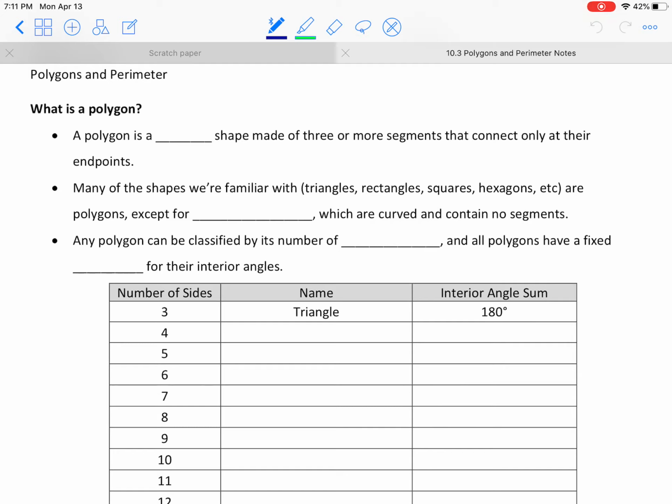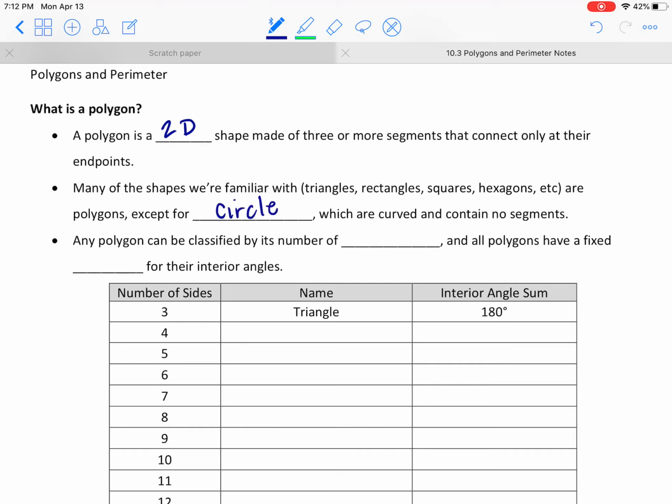Instead of focusing on just the three-sided shapes, we're going to be looking at shapes in general and some of their properties. So a polygon, that's our fancy word for a shape, specifically a 2D shape. Any two-dimensional shape that's made up of three or more segments that connect only at their endpoints is technically a polygon. Now, many of the shapes that we're familiar with, triangles, rectangles, squares, hexagons, pentagons, those types of things, those are all polygons. But there is one common shape that we deal with that isn't a polygon because it isn't connected with segments, and that's a circle.